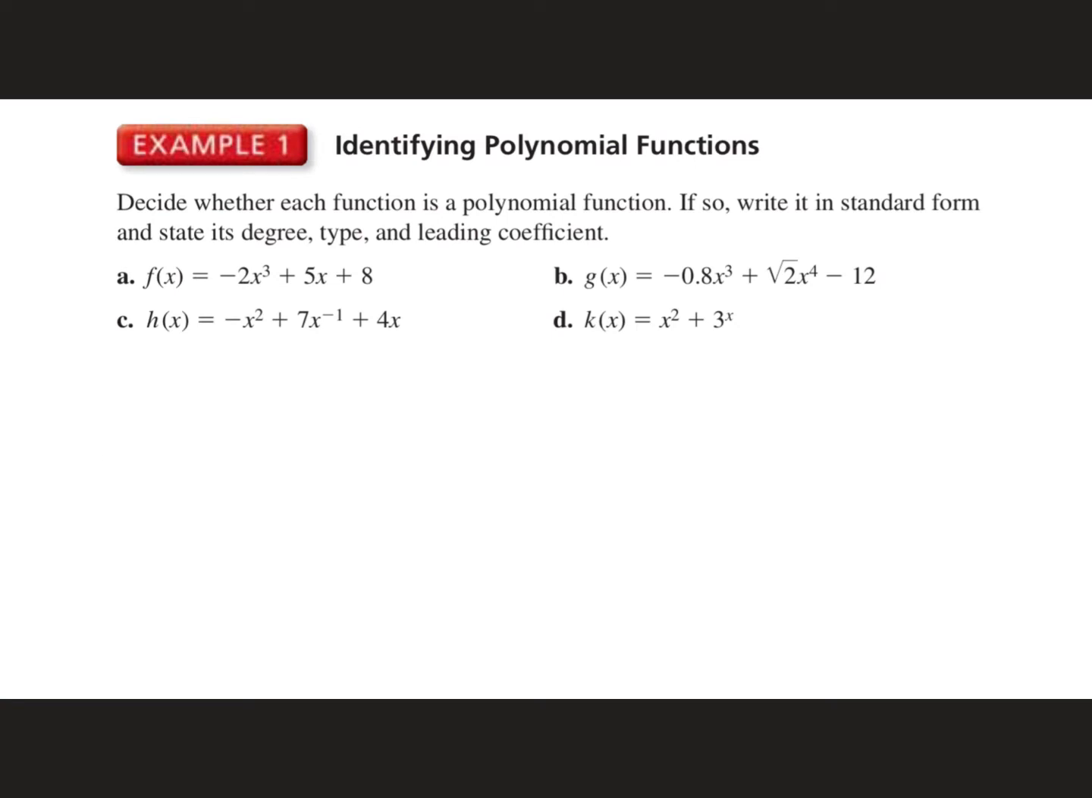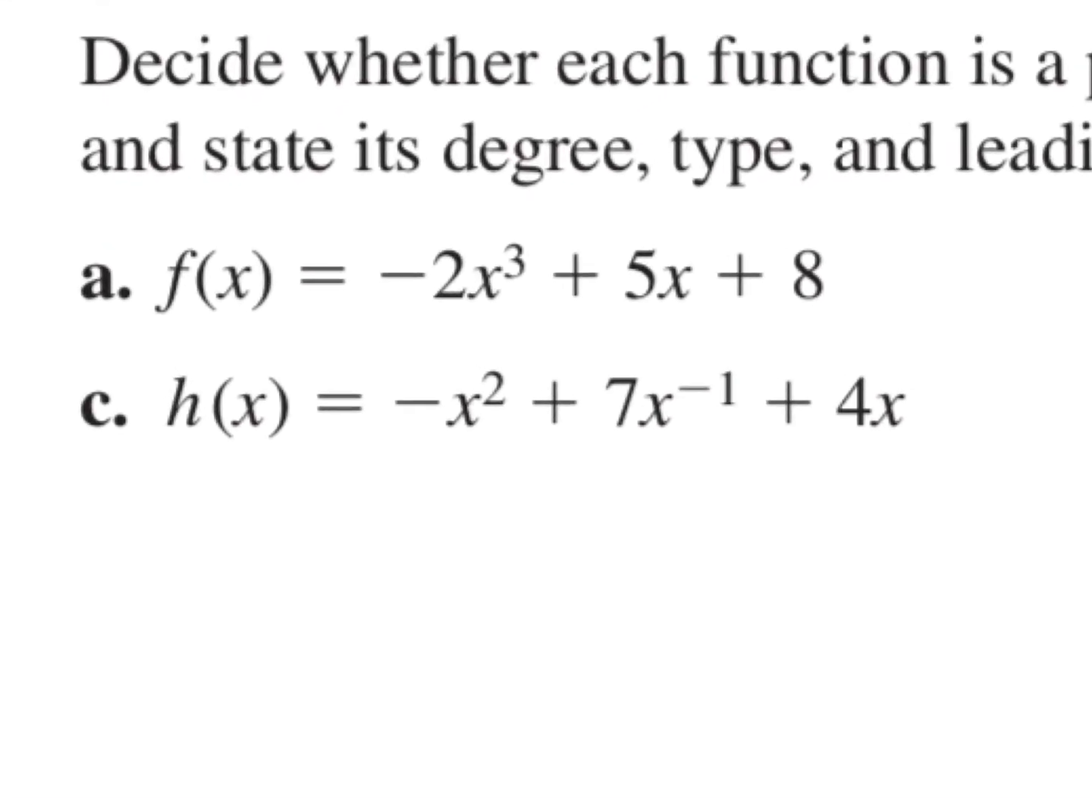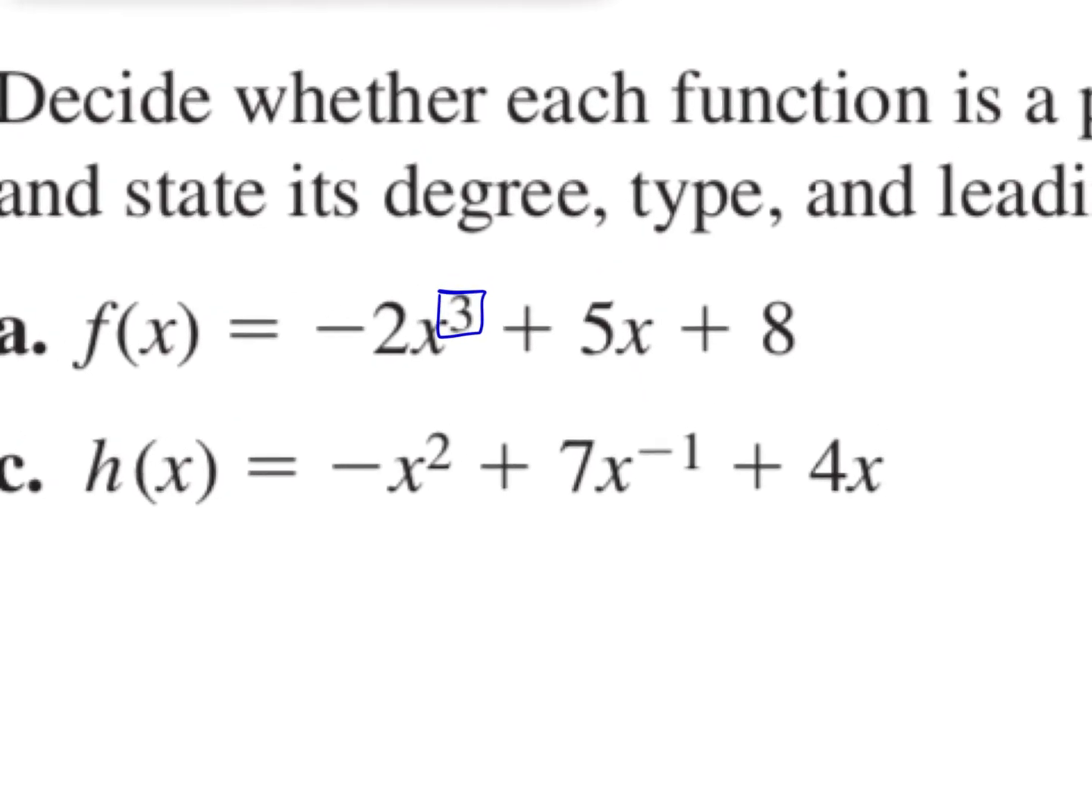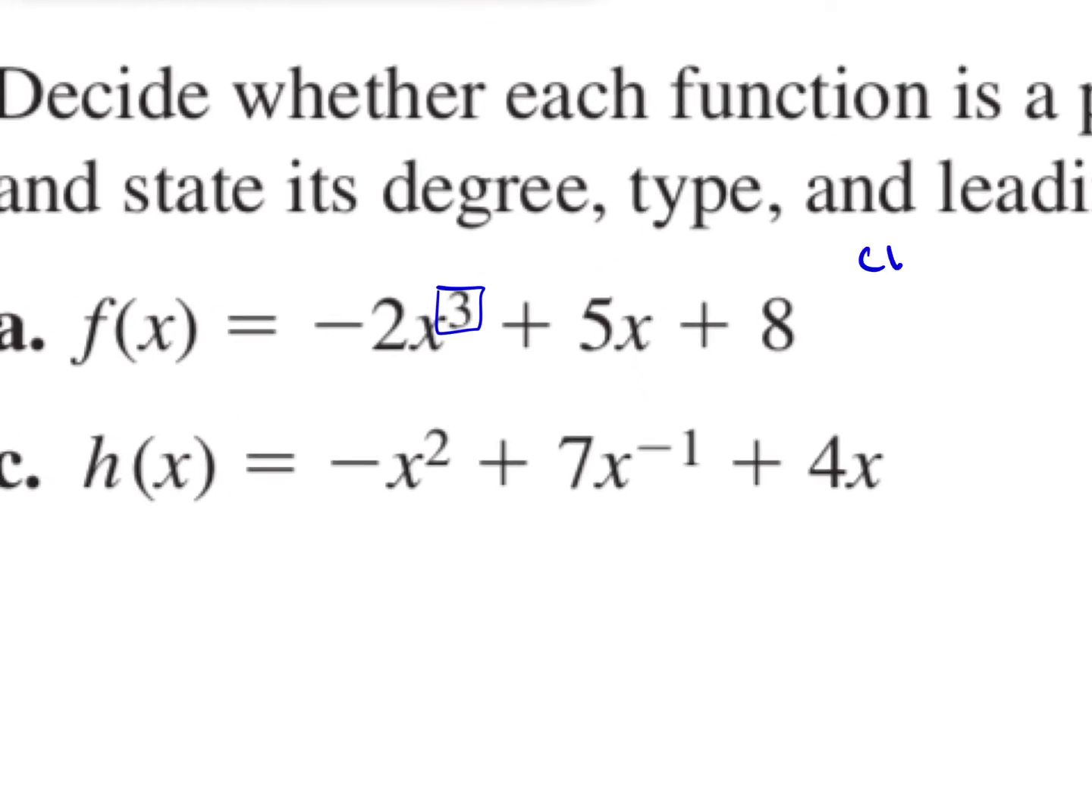So example 1, we're identifying polynomial functions. It says decide whether each function is a polynomial function. If so, write it in standard form and state its degree, type, and leading coefficient. So in A, how would we describe this by the degree? What's our highest degree that we have? 3. The highest degree is 3. So what do we call something with the highest degree of 3? Cubic.